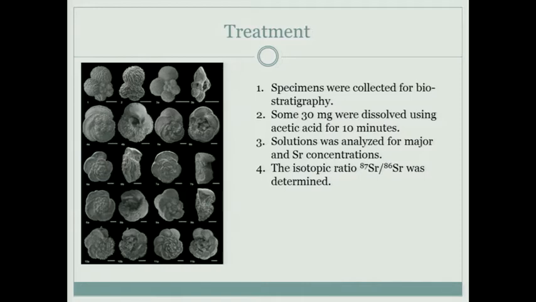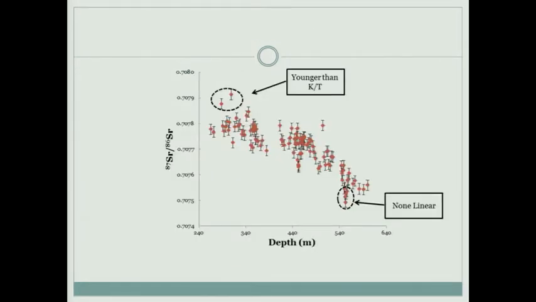Specimens were collected. Some 30 milligrams were dissolved using acetic acid for 10 minutes. The solution was analyzed for major elements and strontium concentration, and the isotopic ratio was determined. This is only one plate of sediment sample. About 300 or even 200 specimens were collected for each analysis. Luckily, it wasn't me that collected them. I wouldn't know how to do it. So Nitzan had done this work, and he also analyzed the isotopic composition of strontium in these samples.